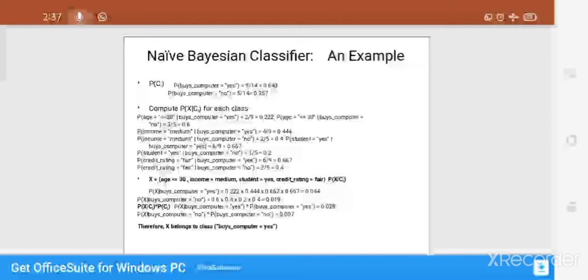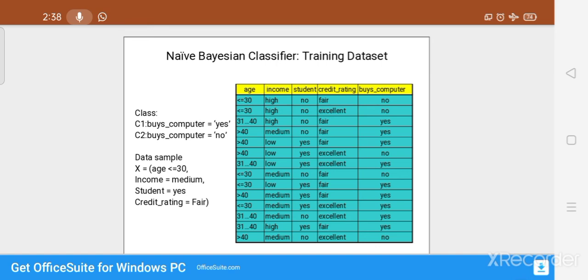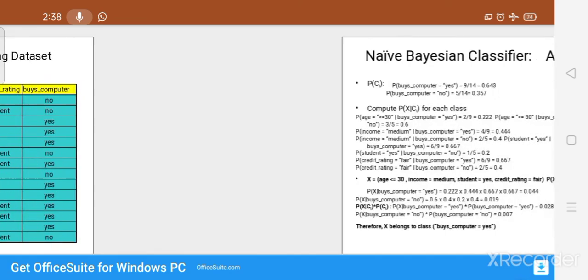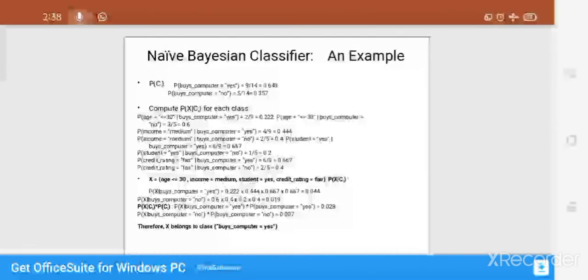First we will see age less than or equal to 30 and buys_computer equals yes. What will be the probability? How many are buys_computer equals yes? 9. From that, how many have age group less than or equal to 30? See here, age group less than or equal to 30: here it is no, less than or equal to 30 yes 1, less than or equal to 30 yes 2. So 2 out of 9 means 0.222.